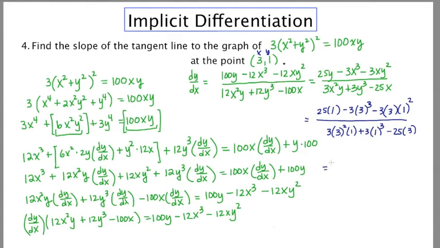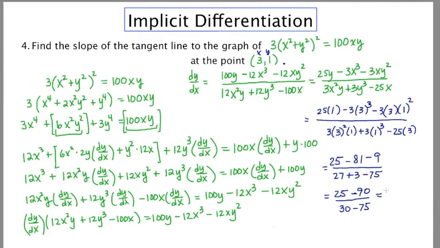Okay, we're almost there, almost to the finish line. 25 minus 3 cubed is 27 times another 3 is 81, and minus 9. And then this is going to be 3 cubed is 27 plus 3 minus 75. Oh, I can see the finish line here. This is going to be 25 minus 90. And this is going to be 30 minus 75.